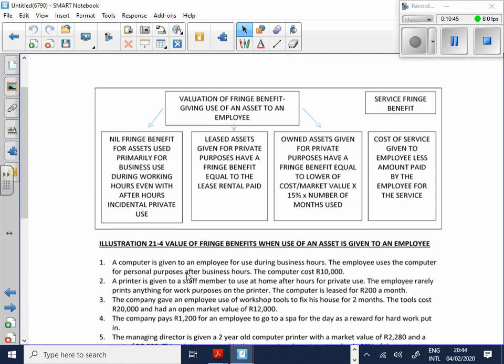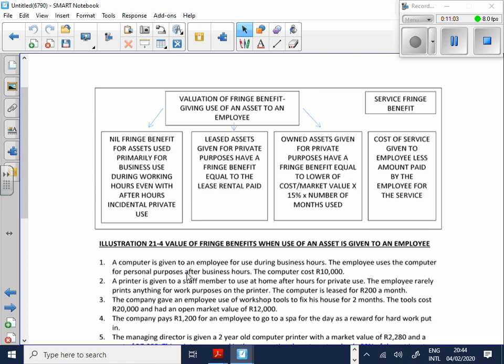So your boss gives you a computer to use. During the day, you use the computer for work. At night, you are an internet porn star and you use the computer to download porn. Guys, business use, therefore, any nighttime use is incidental. We don't count it. Does everybody understand?